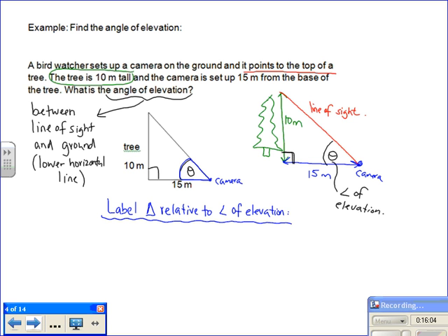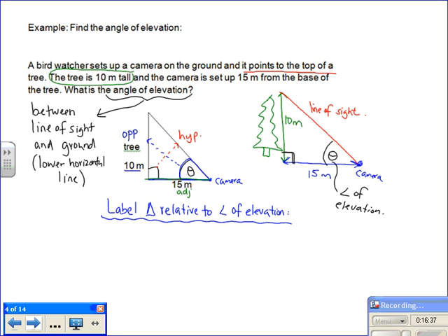So the opposite side will be the side opposite from that angle. So it's the tree. 10 meters is the opposite. The hypotenuse is always the side of the triangle that's opposite from the right angle. So there's the hypotenuse there, across from the right angle, which makes my leftover side the adjacent side. Let's use green for that. So 15 meters is my adjacent side there. It's really important that I label my triangle correctly.